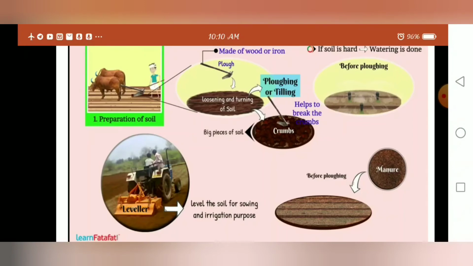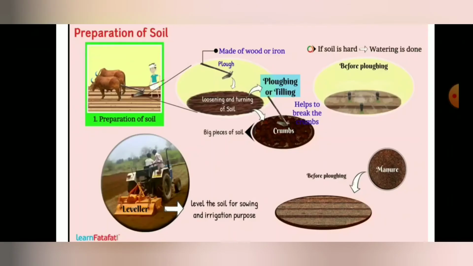It is necessary to turn and loosen the soil. Why do we have to turn and loosen the soil? Turning the soil allows the roots to penetrate deep into the soil. So if you turn the soil well, what happens? The roots will go deep into the soil and they can breathe easily.